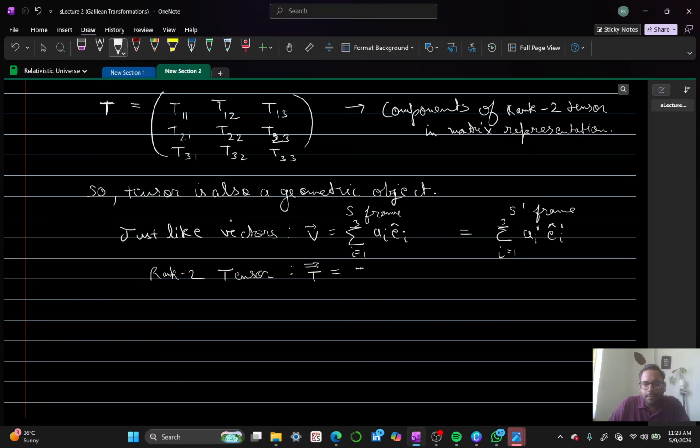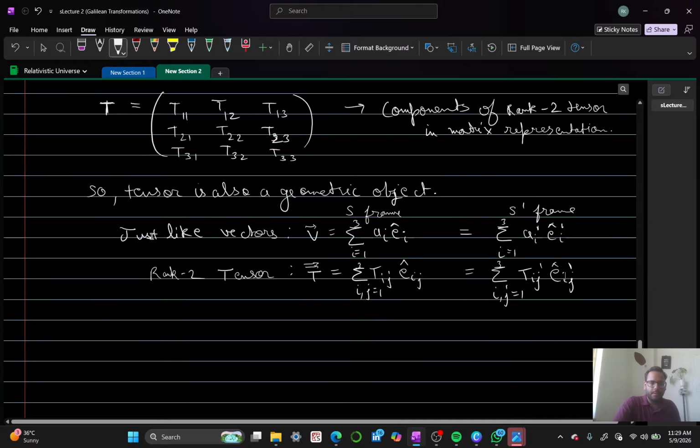Okay, how will I write this? I and j summation 2 up to 3. Okay, so it is T_ij, and it is e_ij. It's the tensorial direction, and it should be the same in the S prime frame. It's just different representations of it.